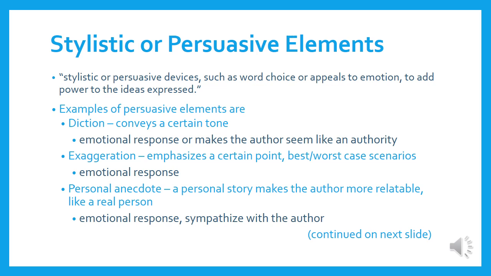For the most part, these devices create an emotional response in the reader. For example, an author might use exaggeration to point out a worst-case scenario, which in turn might create a sense of fear or doom in the reader. Similarly, an author might use imagery to paint a picture in the reader's mind, which evokes an emotional response that is intended to convince the reader of the author's claim.